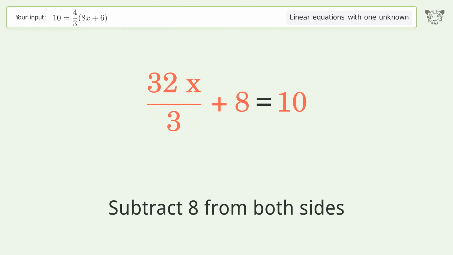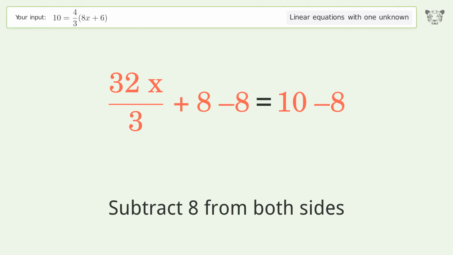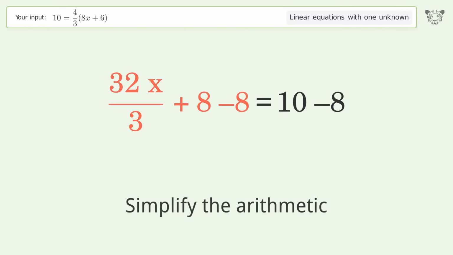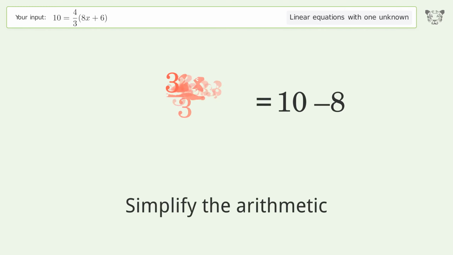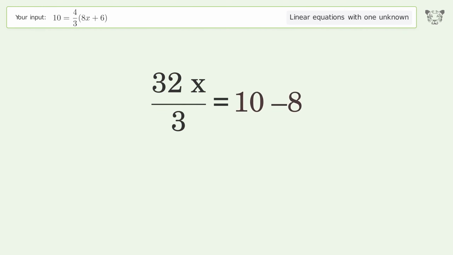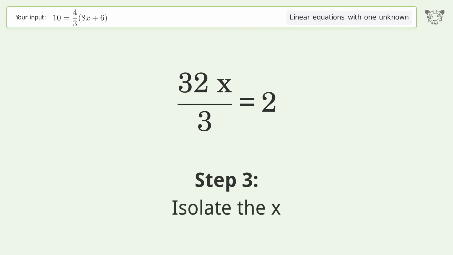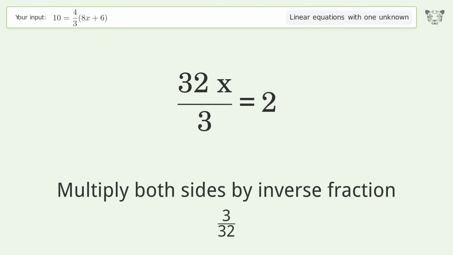Subtract 8 from both sides. Simplify the arithmetic. Isolate the x. Multiply both sides by inverse fraction 3/32.